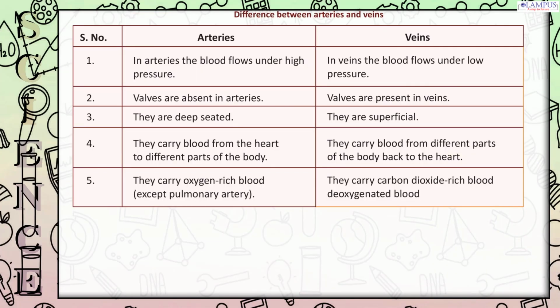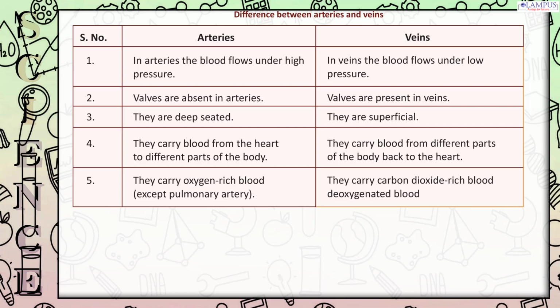Difference between arteries and veins. Serial number, arteries, veins. 1. In arteries the blood flows under high pressure. In veins the blood flows under low pressure. 2. Valves are absent in arteries. Valves are present in veins.